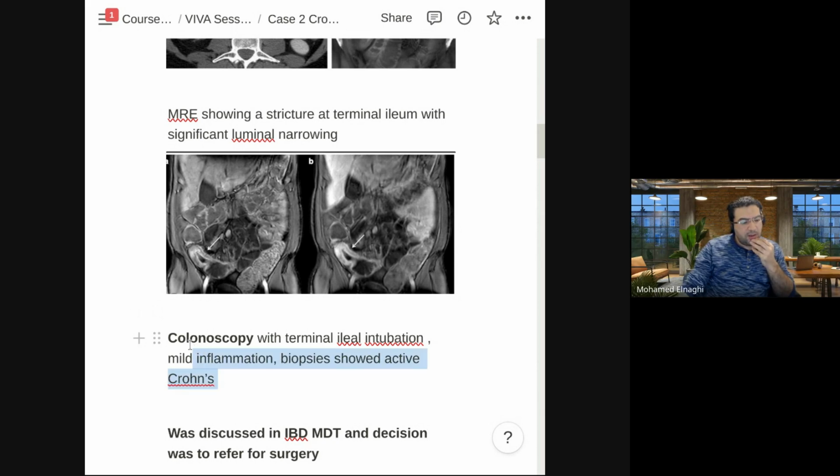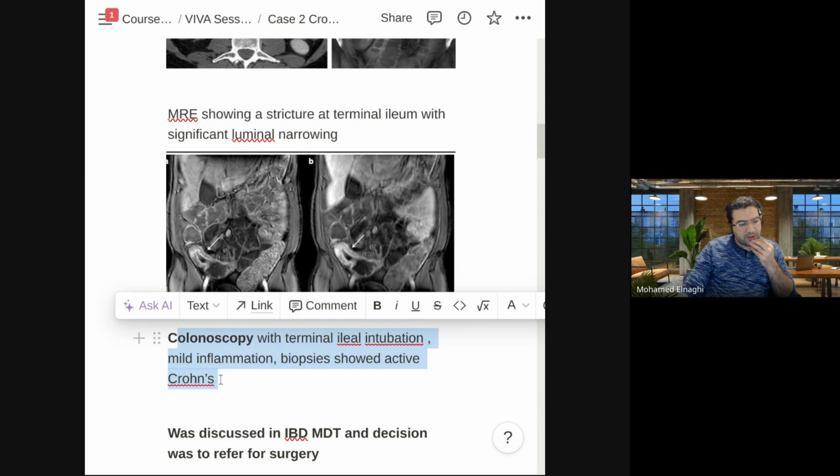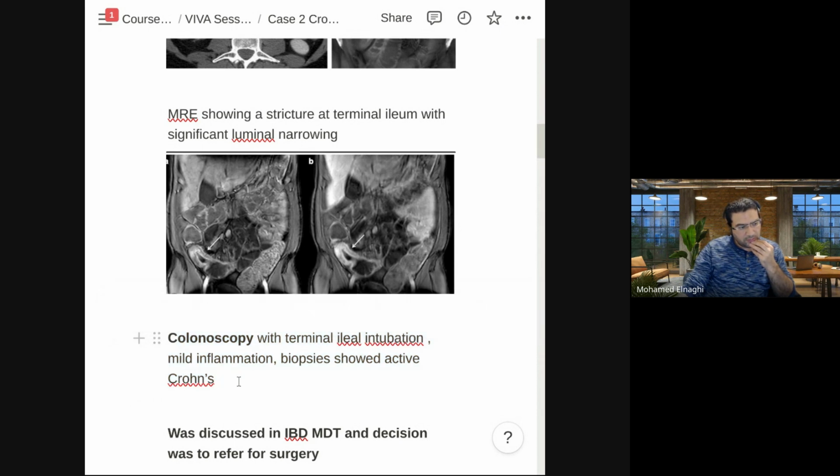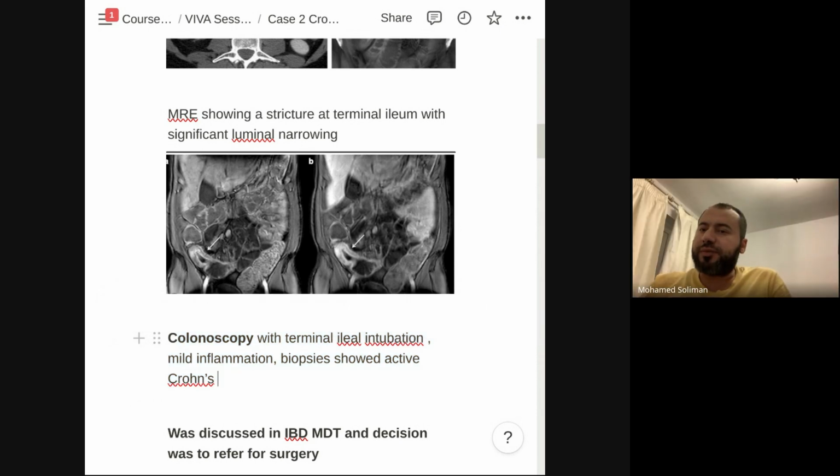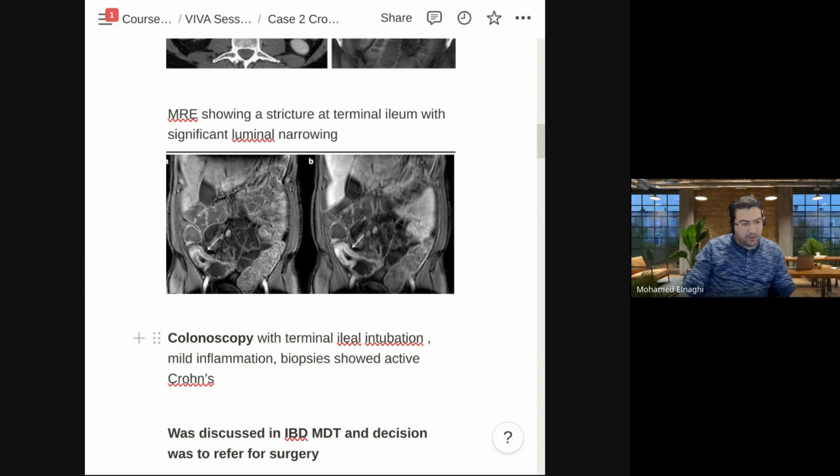So what things on colonoscopy do you want to rule out? I need to know the extension of the disease in the colon, and exclude any evidence of dysplasia. Okay, so the colonoscopy of the colon is normal, so there are no signs of colonic Crohn's disease, and the biopsies from the colon are normal. Biopsies from the terminal ileum showed inflammation with active Crohn's disease.